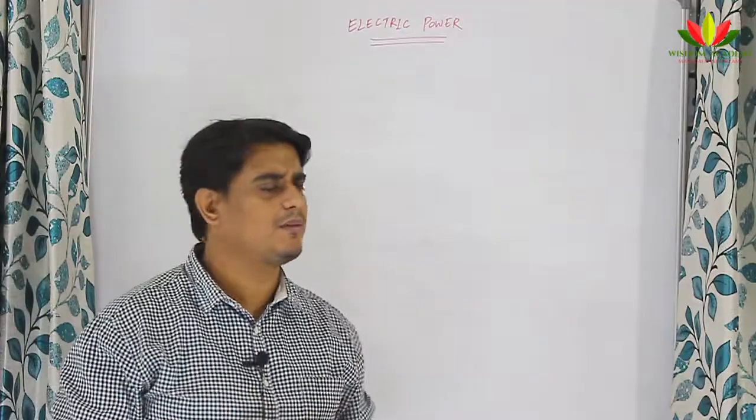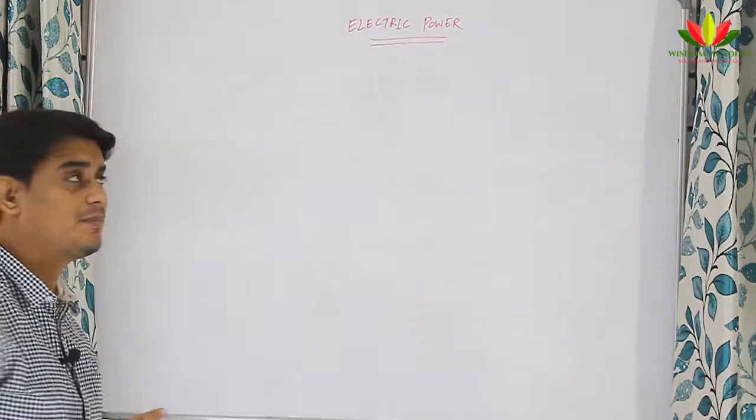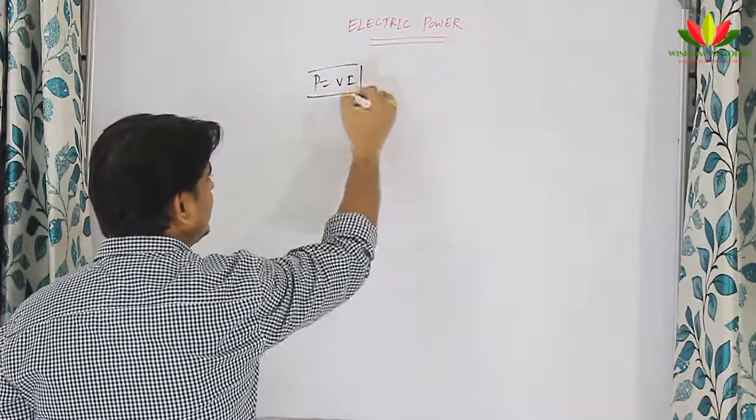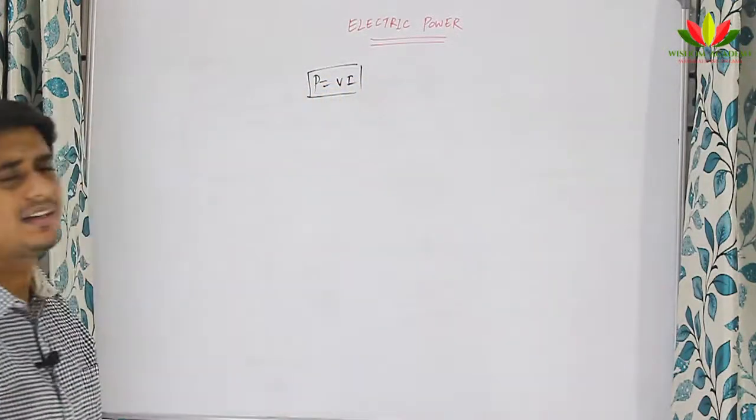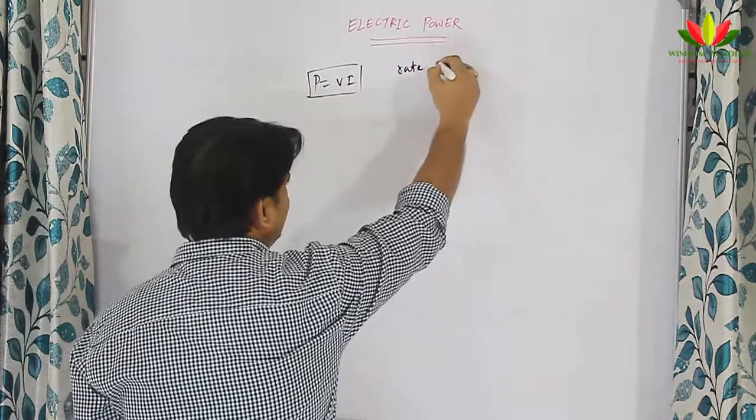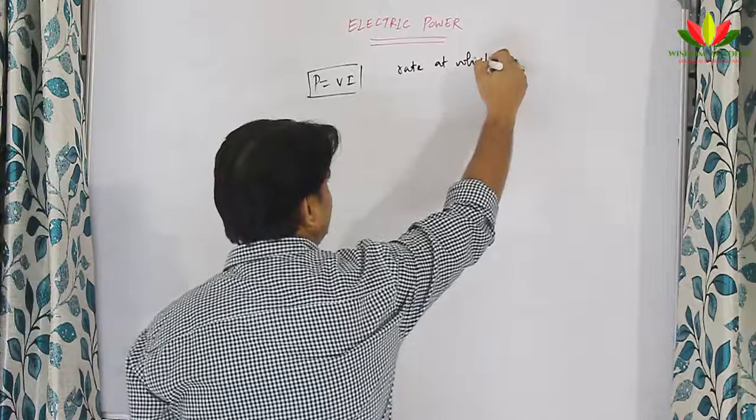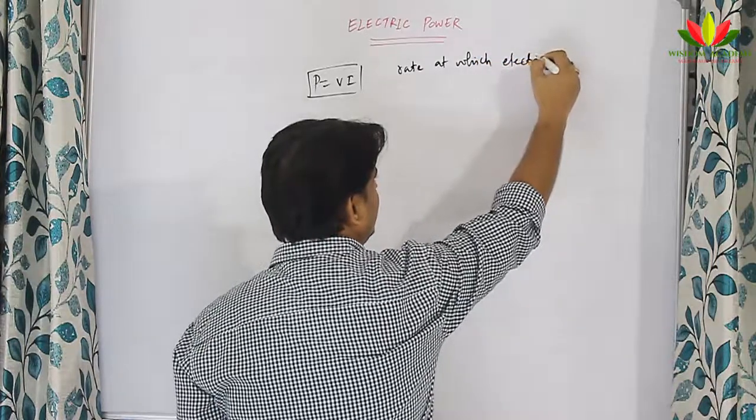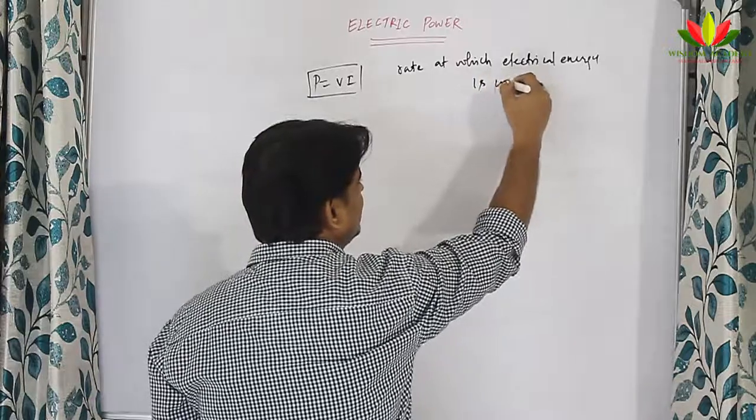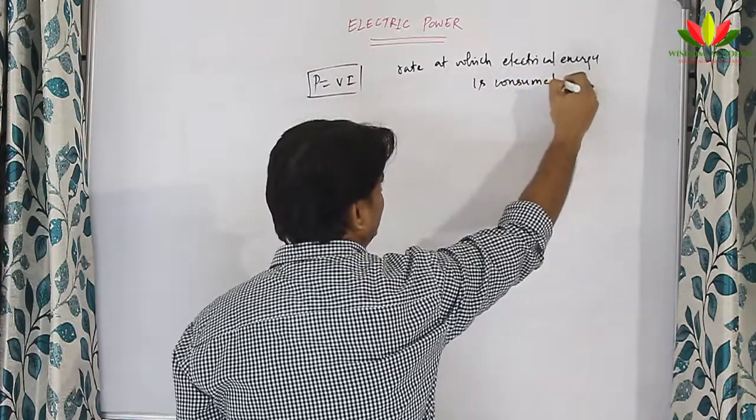Let us talk about electric power. Just now, some time ago, I told what electric power is, and I told power is equal to V into I. How do you define electric power? It is the rate at which the electrical energy is dissipated or consumed, known as electric power.